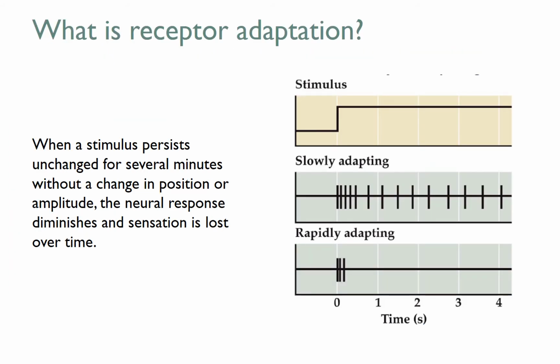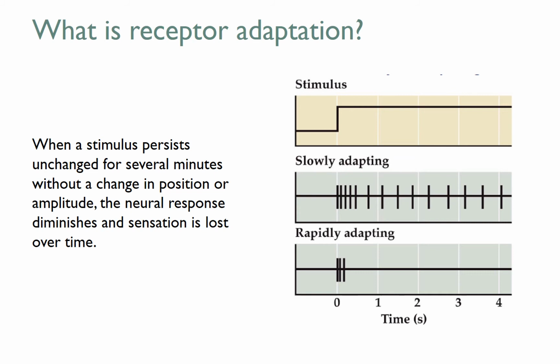Another category of sensation receptors is how we differentiate them by their ability to adapt to stimuli over time. When a stimulus persists for several minutes without a change in amplitude or position, the neural response will either diminish at a very quick, rapid rate, or diminish progressively and slowly over time. The difference between those is what we term a slowly adapting neural response or a rapidly adapting neural response.